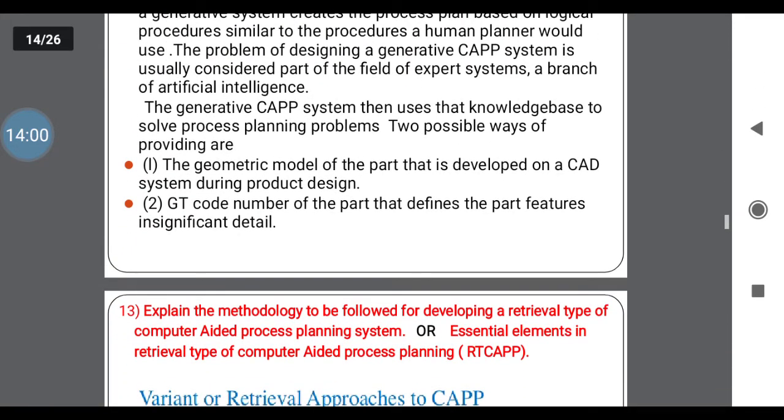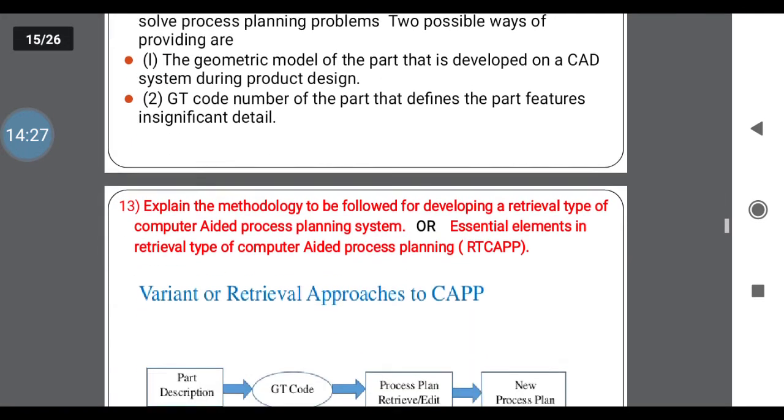There are some steps of the second type of CAPP, that is the generative. First is a geometric model of the part that is developed on a CAD system during product design. First we make the CAD or product design system. Next is the group technology code number of the part that defines the part features in significant detail.